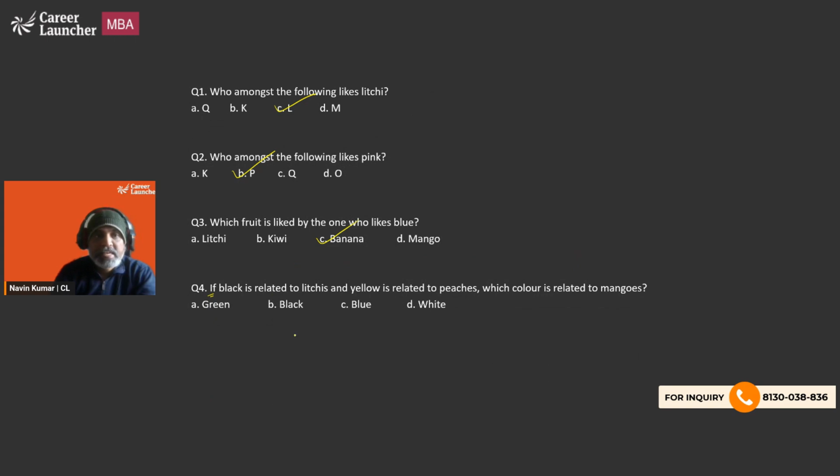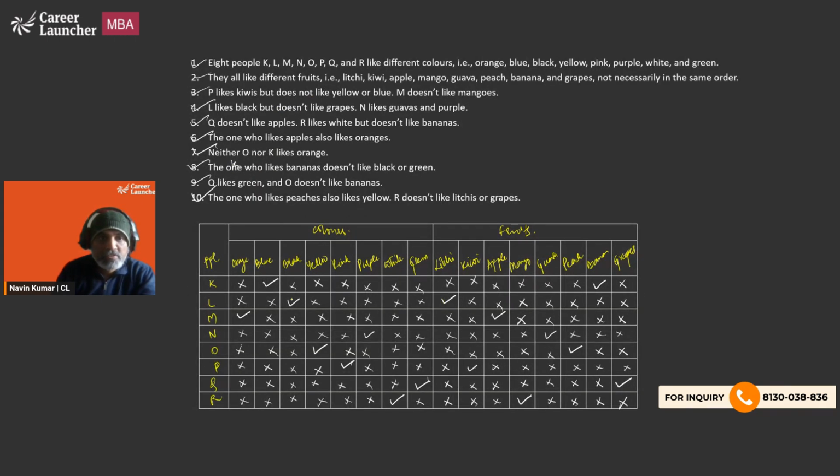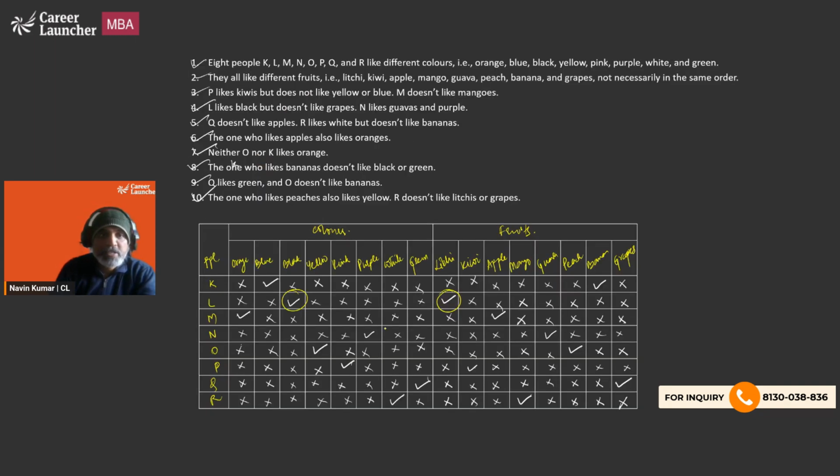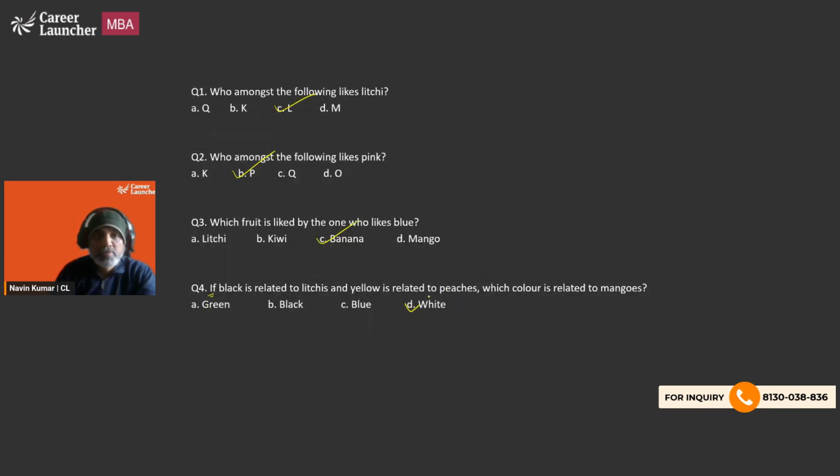See, if black is related to lychees, so we're talking about the same guy sharing this attribute for two parameters. And yellow is related to peaches. Then which color is related to mangoes? So if you go to mangoes, the color that is related should be white. So this is going to be white.